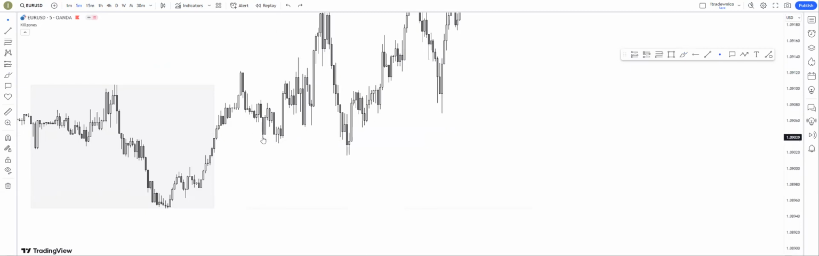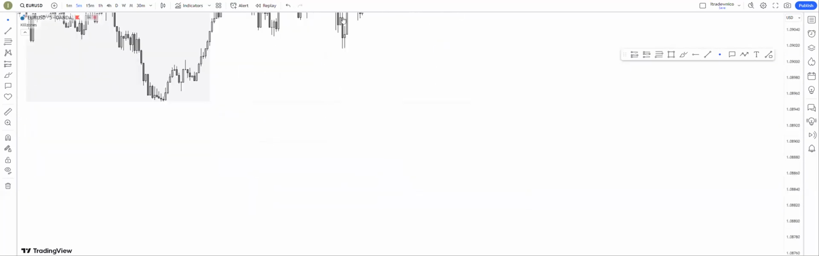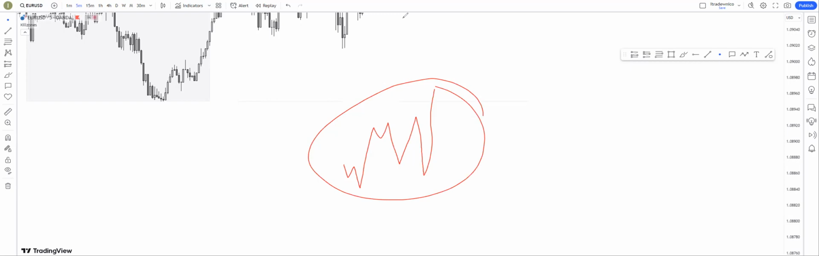Now you might get tricked seeing this QM, right? Because our way of seeing T1 is this way. That's how we see T1. But remember, every time price changes its direction, it prints a QM.